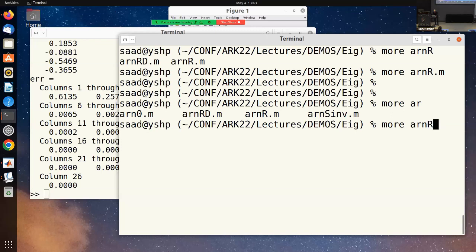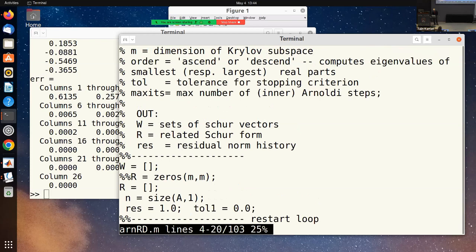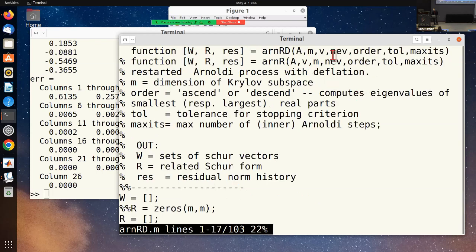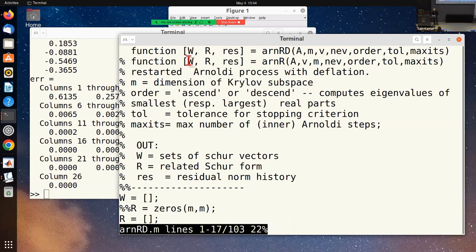So what I will do is a little more challenging. RD, there we go. So here I add deflation. Now in my call, I have the number of eigenvalues I want, and the order, which is large or small. It's exactly like your order sequence of entries, ascend or descend. And then I return a set of eigenvectors, the Schur vectors, and the upper triangular form associated with that.